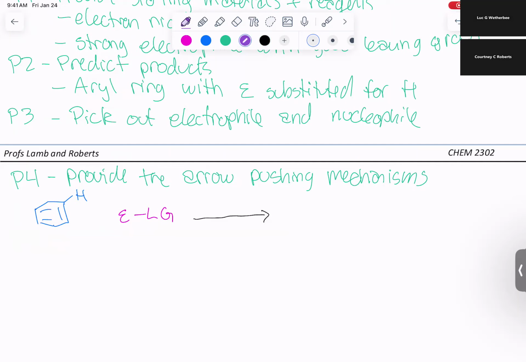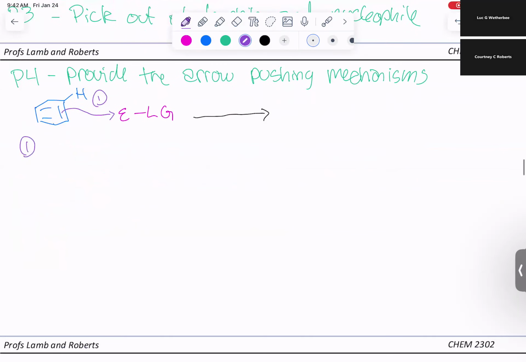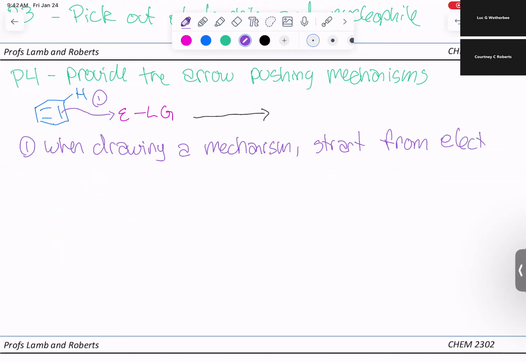What we're going to do is take our arrow and start from this double bond. That's where electron density is. We're going to attack our electrophile, meaning the arrow is going to point to our electrophile. This is our first arrow in this mechanism. I'm going to draw out, again, for just today, what each of these arrows mean, and then from then on, we're just going to draw the arrows themselves. But when drawing a mechanism, we have to start from electron density.